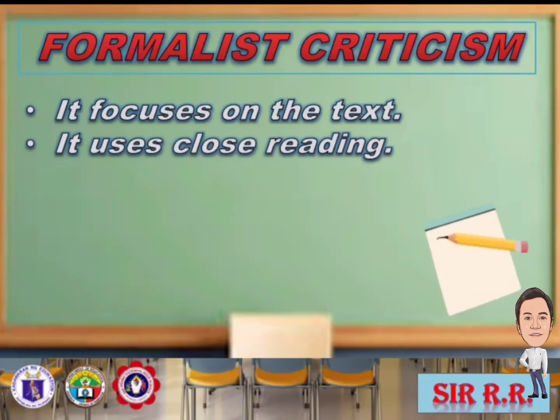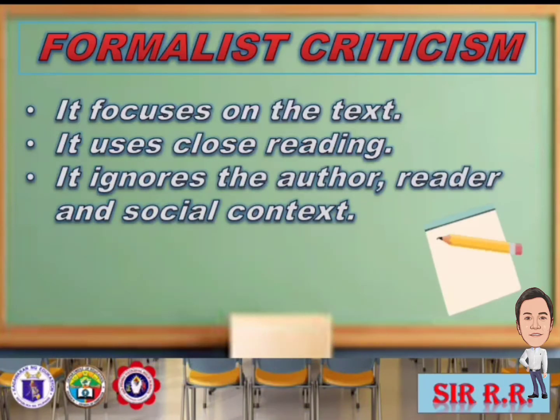Next is, it uses close reading. When we say close reading, you're going to read the text word by word, because formalist critics believe that every word has a relation to one another, and that the words here are correlated and they have relationships. Next, it ignores the author, reader, and social context. The author's opinion, the reader's opinion, the social background of the text doesn't matter.